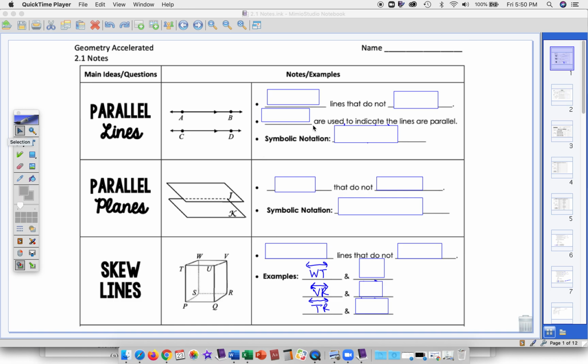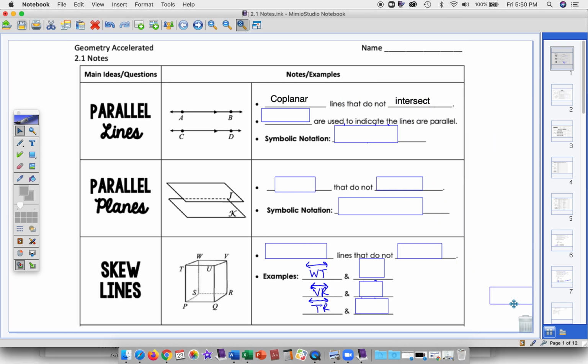So we have parallel lines. They are lines that do not intersect, right? But there's something more about that definition. And hopefully you know that word would be that they are coplanar. That's an important part of the definition, and you'll see why when we get down to skew lines.